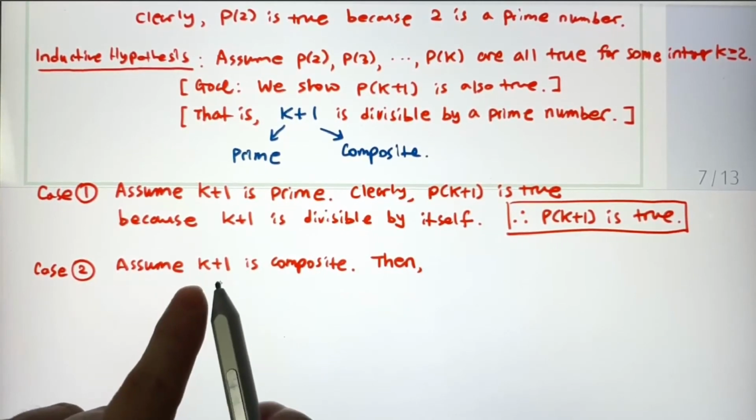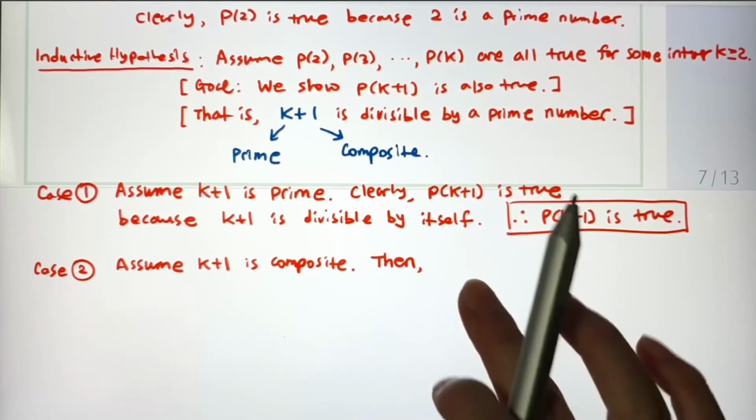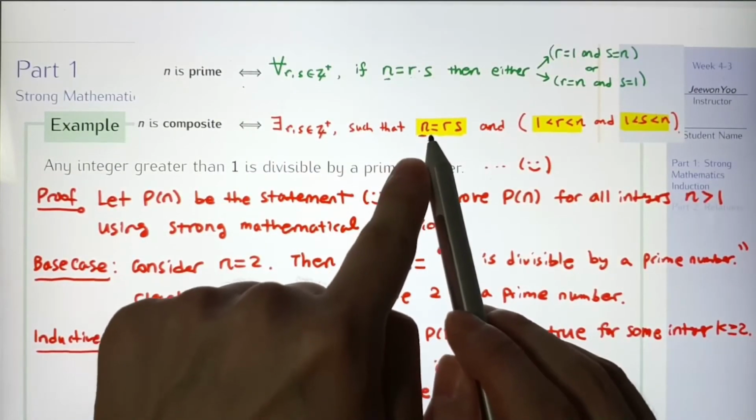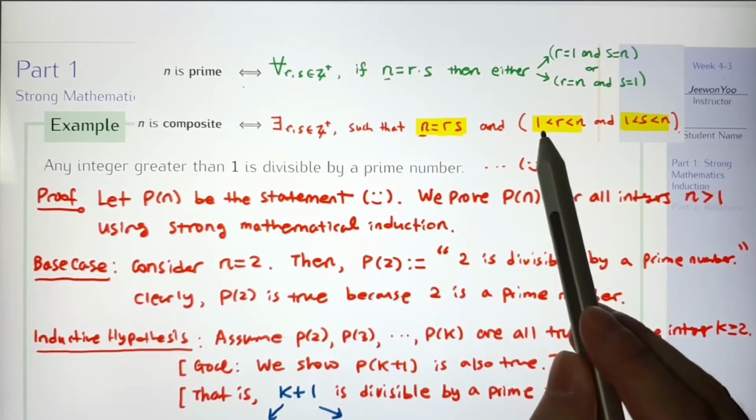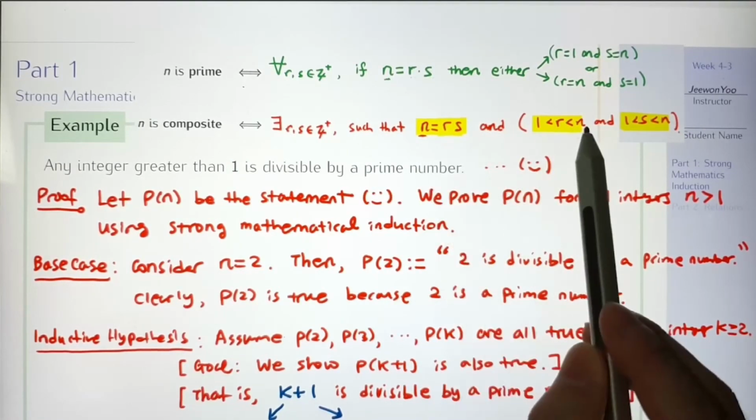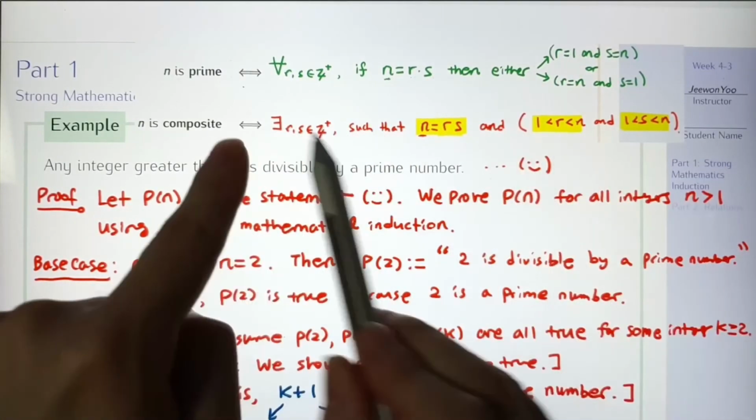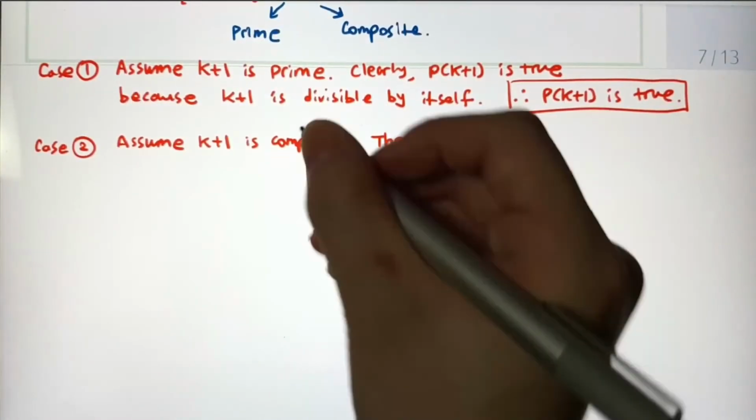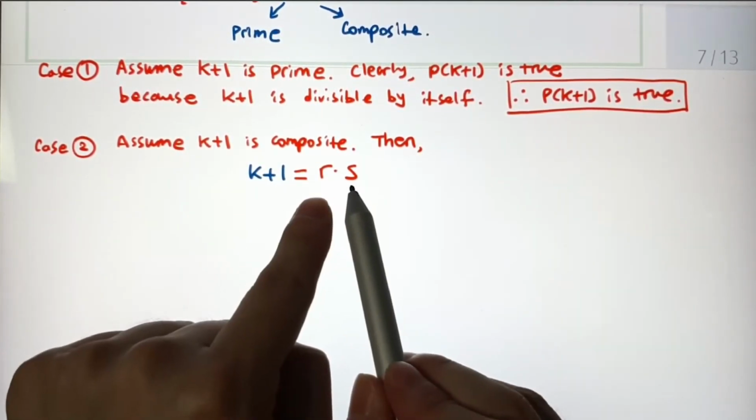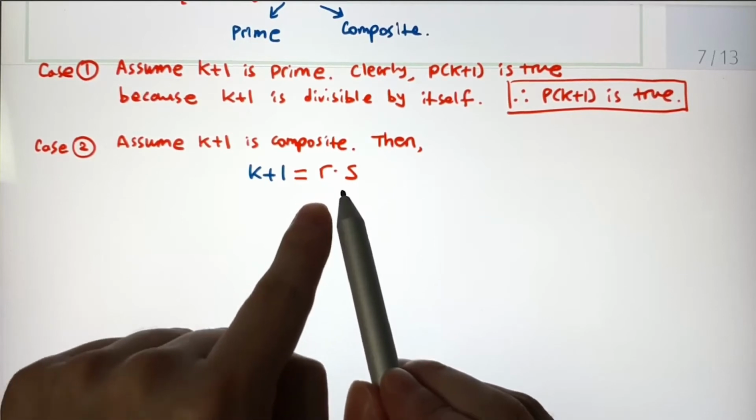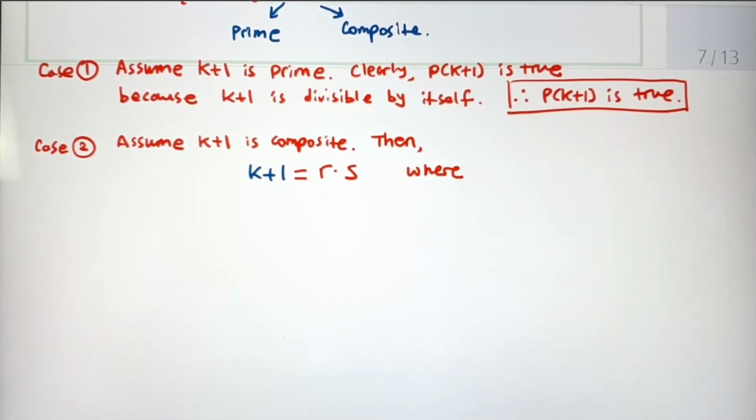Everyone, assume k plus 1 is composite. What does that mean? It means k plus 1 can be written as some number r times s, where r must be greater than 1, less than the number k plus 1, and same for s. So I'm just going to rewrite the whole statement here for the definition of composite. k plus 1 can be written as the product of two integers, where r and s are in between this.